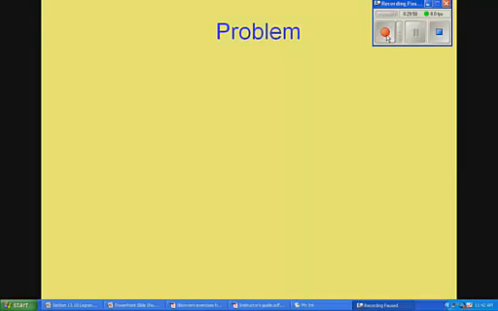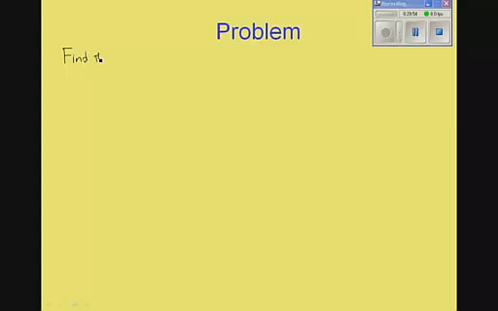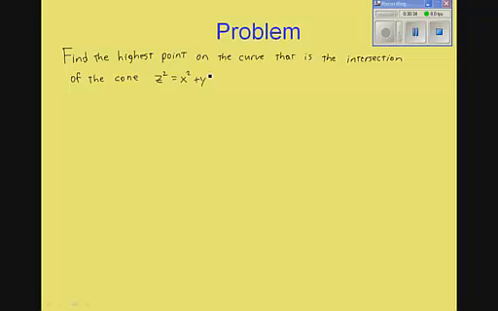Okay, last example. Here we go. Find the highest point on the curve that is the intersection of the cone z squared equals x squared plus y squared, and the plane x plus 2y plus 3z equals 3.